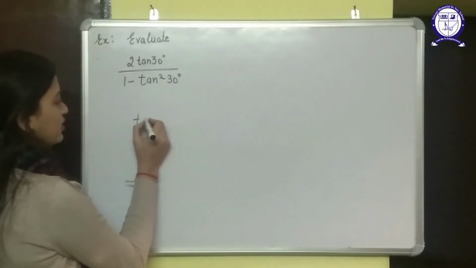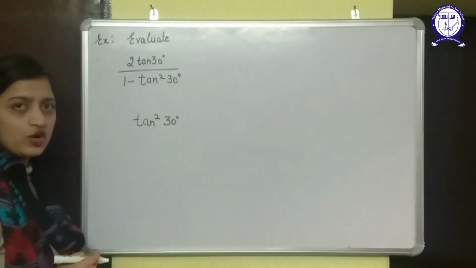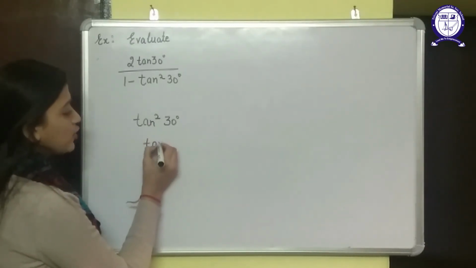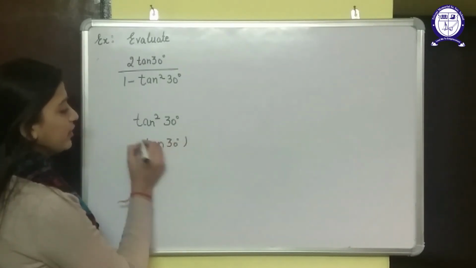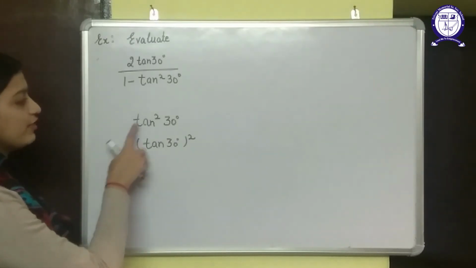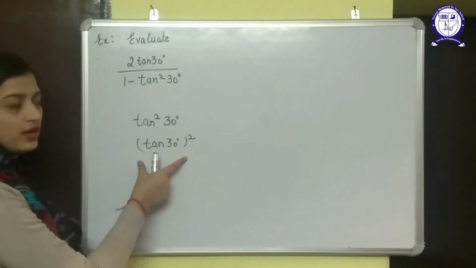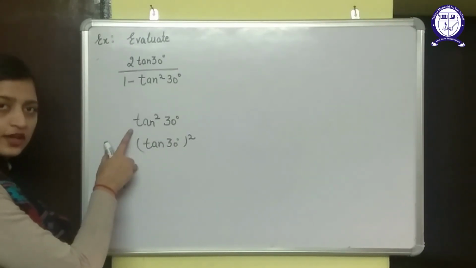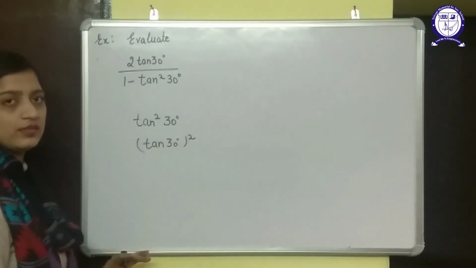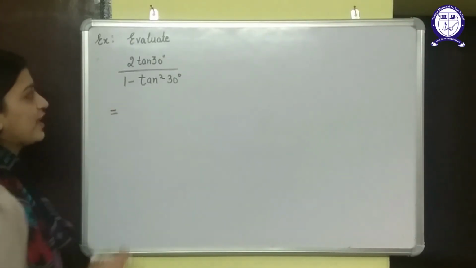This is tan square 30 degree. In our previous video I have told you that this square is nothing but the square of tan 30 degree. In the trigonometric ratios we write the square in the inside part instead of writing on the outside part. So this is nothing but the square of tan 30. So first we will put the value of tan 30 and then we will do the square of that. So in this question we will put the value of tan 30.